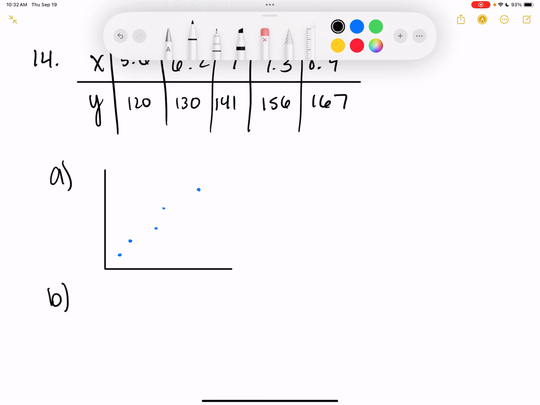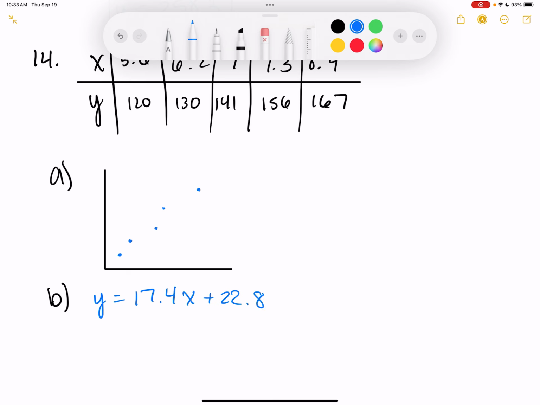What makes it strong? Basically, the tighter the points are to the line, the stronger it's going to be, because it makes a real line. So y equals 17.4, and I just do one decimal place, times x plus 22.8.